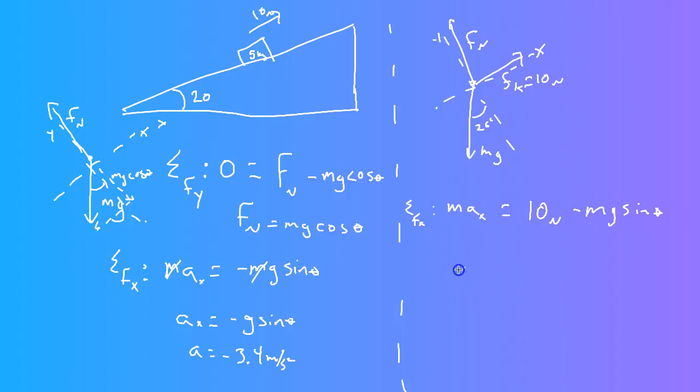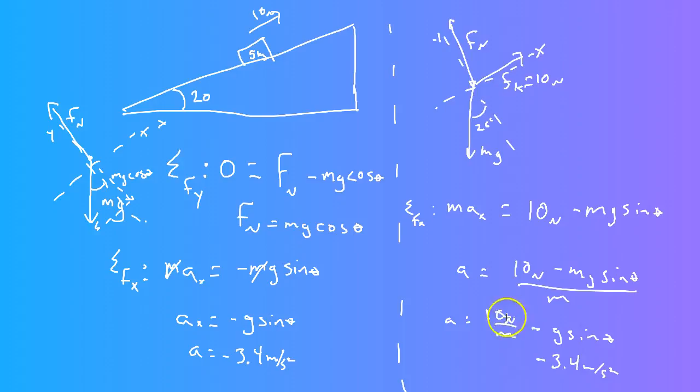Which means that A is going to be equal to 10 newtons minus mg sine theta all over m. We can simplify a little bit and say 10 over m minus g sine theta. We know from before that g sine theta was 3.4 meters per second squared, and 10 over the mass of 5 kilograms is 2. So friction takes away 2 of those meters per second squared, and we only end up with negative 1.4 meters per second squared.